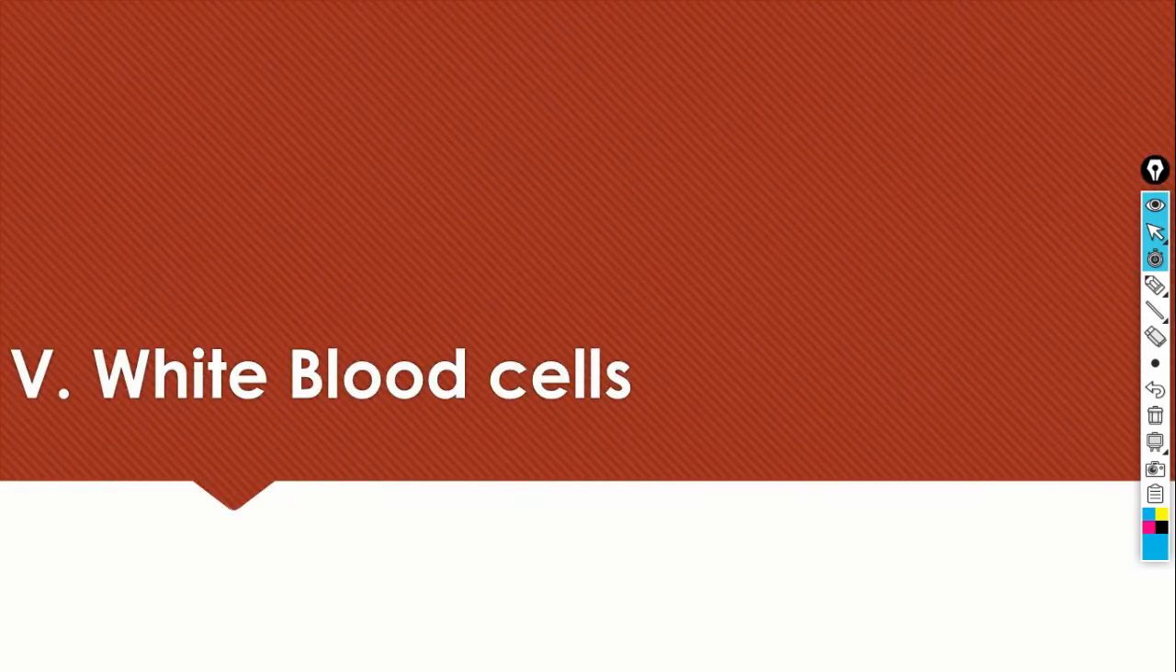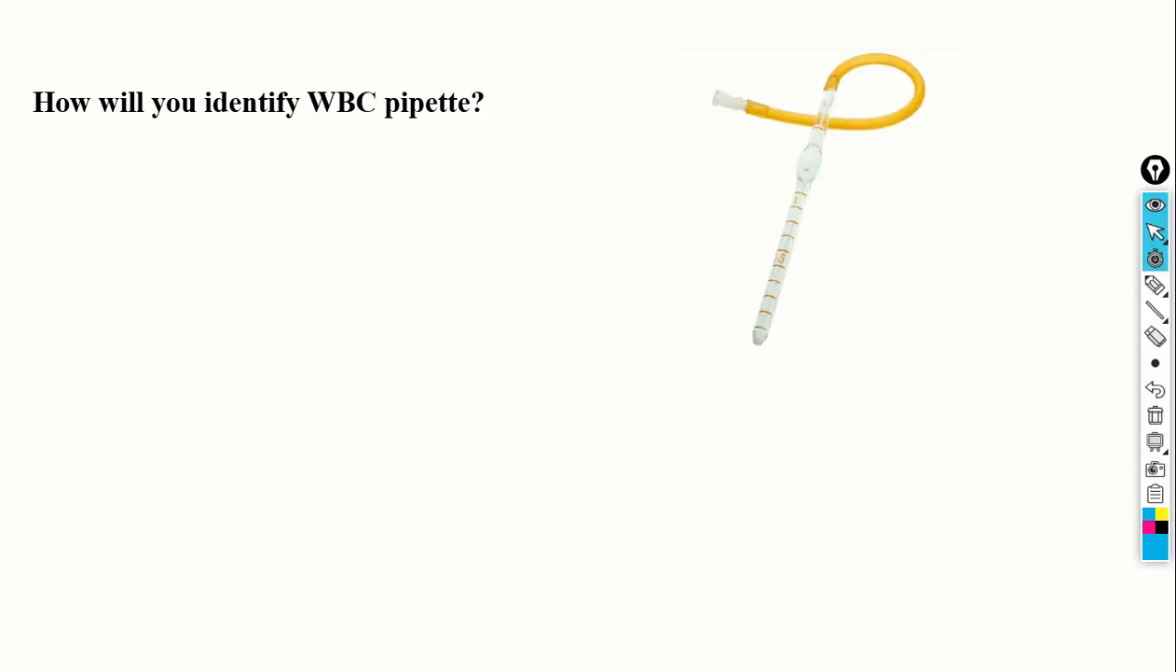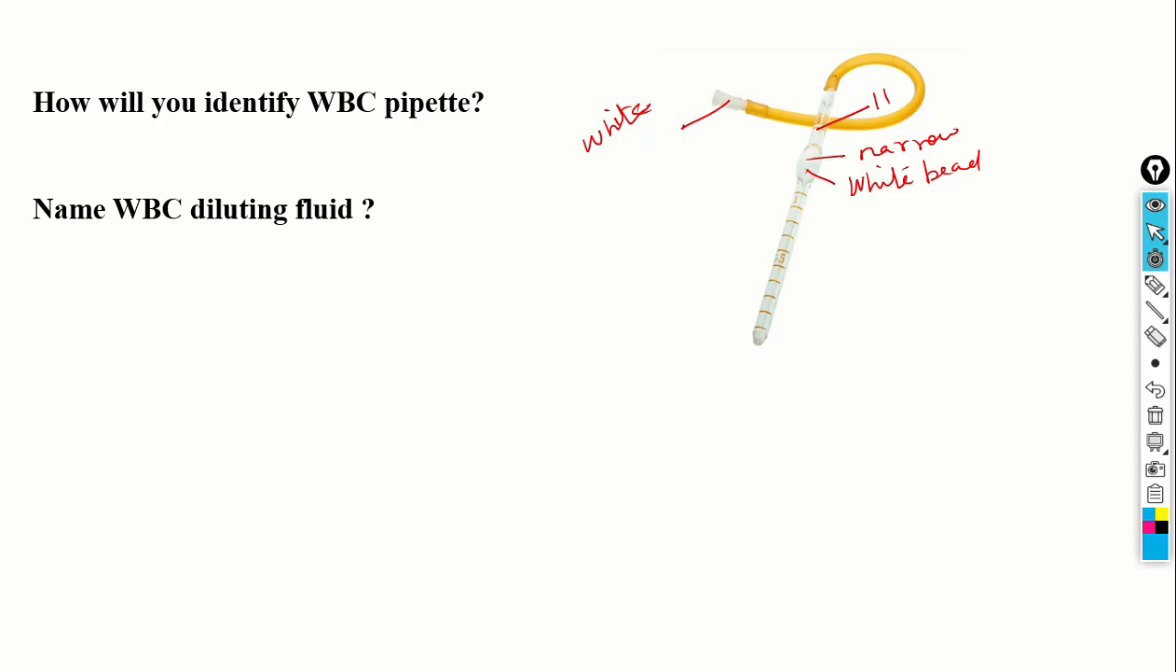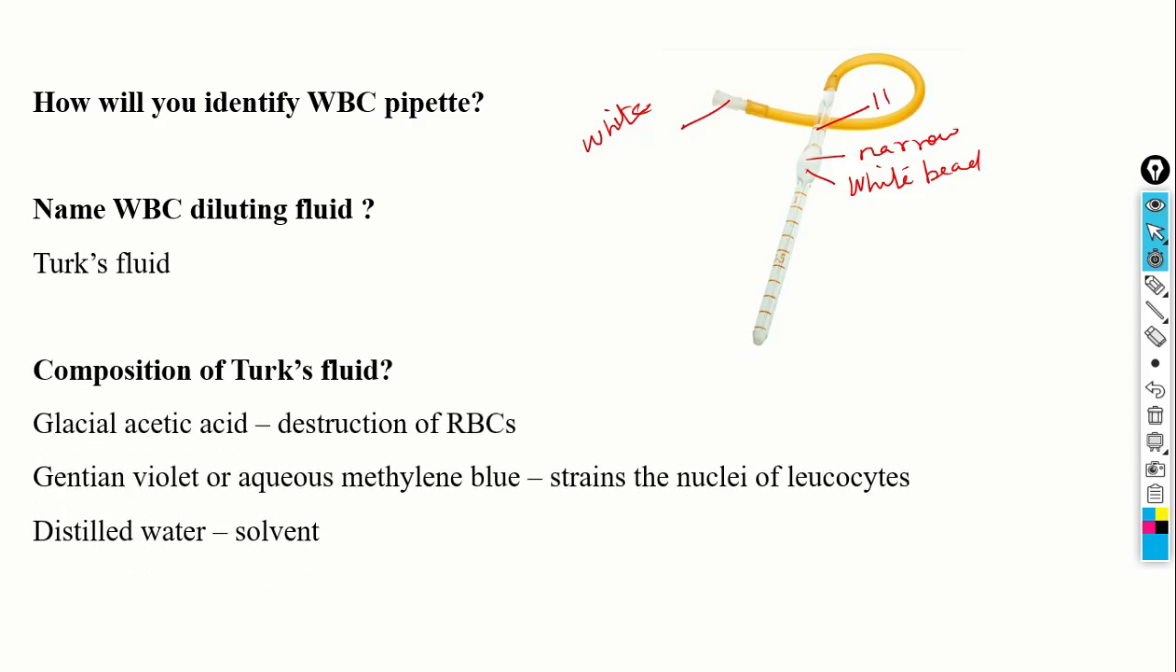So then moving on to the WBC procedure. How will you identify the WBC pipette? It has a white mouthpiece, and the bulb is narrower with a white bead inside it, and the markings go up to 11. Name the WBC diluting fluid: Turk's fluid. The composition of Turk's fluid is glacial acetic acid, which destroys the membrane, gentian violet or aqueous methylene blue for staining the nuclei of WBC, and distilled water that acts as a solvent.